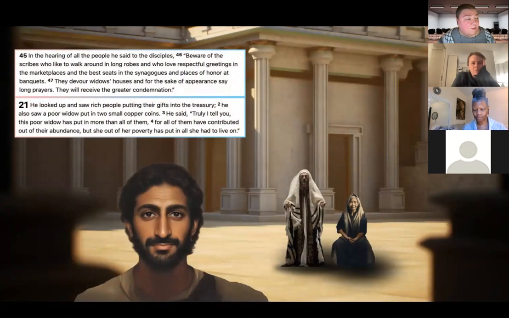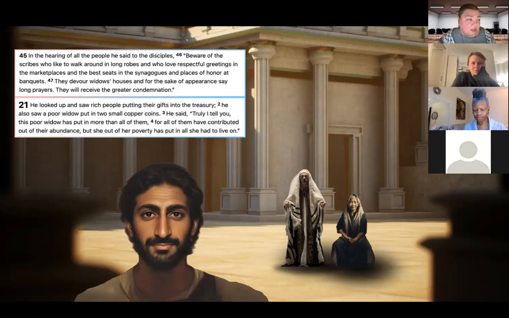In the hearing of all the people, he said to the disciples, "Beware of the scribes who like to walk around in long robes and who love respectful greetings in the marketplace and the best seats in the synagogue and the places of honor at banquets. They devour widows' houses and for the sake of appearance say long prayers. They will receive the greater condemnation."